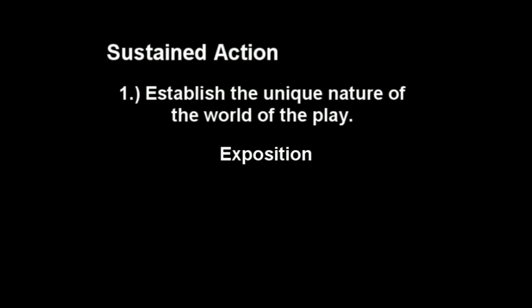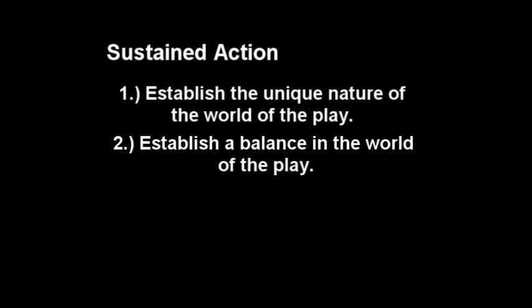In Romeo and Juliet, the world Shakespeare has created is a violent and yet poetic world. The action and use of language allows us to adjust to this and accept the illusion created by this early action as reality. A second important purpose of the sustained action that occurs between the point of attack and the inciting incident is that the action creates a balance between the characters and the world of the play. This balance is typically created in one of two ways.